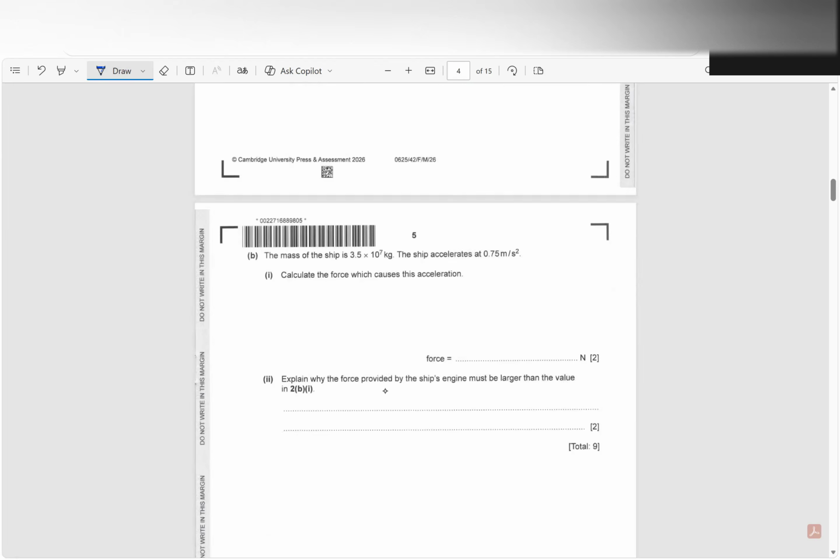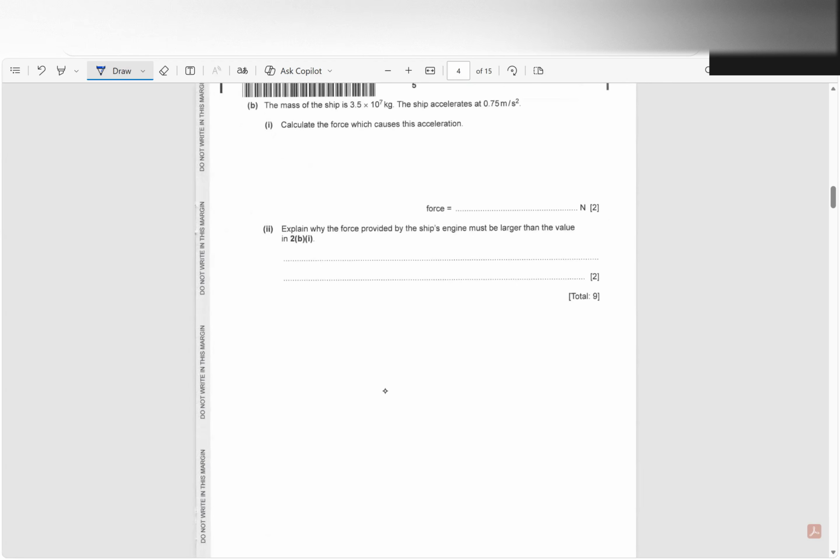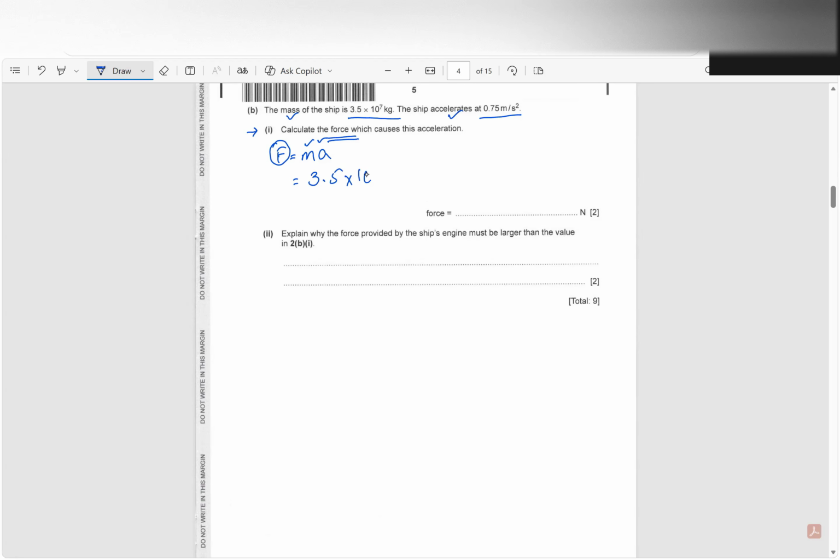Moving on. So now we have the next part, part B. The mass of the ship is 3.5 into 10 raised to power 7 kg. The ship accelerates at 0.75 meter per second square. So we have mass, we have acceleration. The question asks, calculate the force which causes this acceleration. In other words, force is what we need to find. We have to calculate force, and there is a linking formula, mass into acceleration. So we do not have force's value, but since we have mass and acceleration, we're simply going to multiply the two, and we're going to find the force's value.